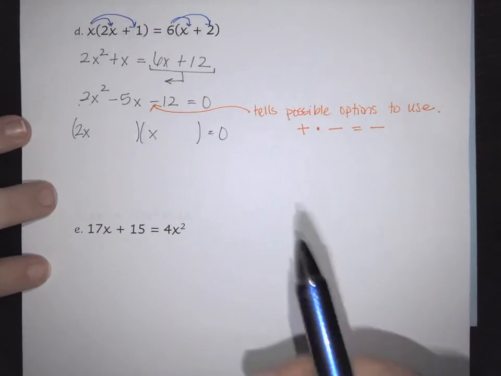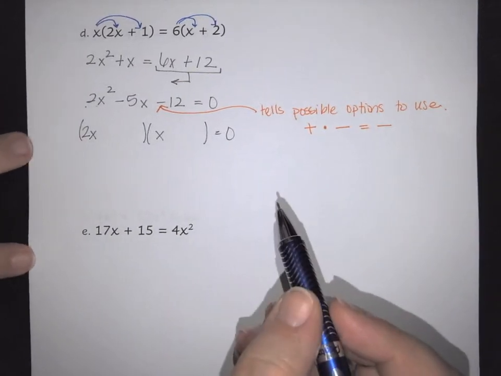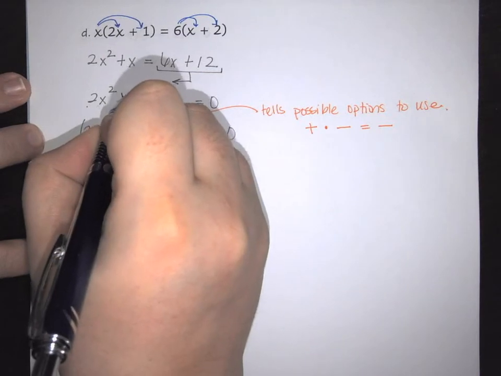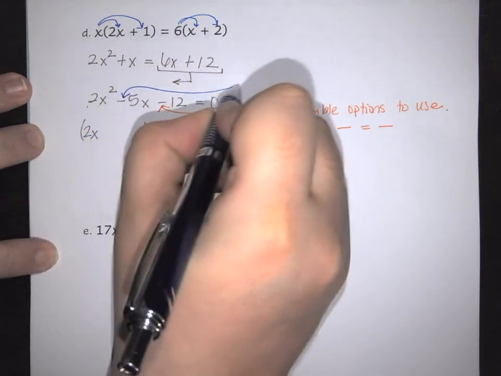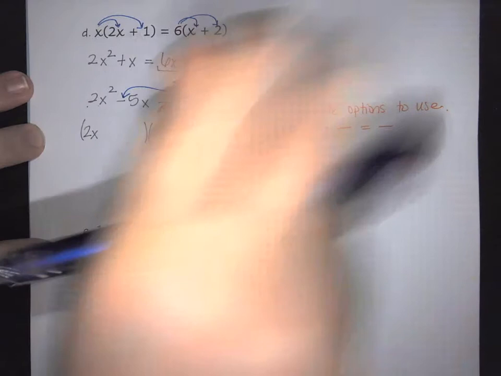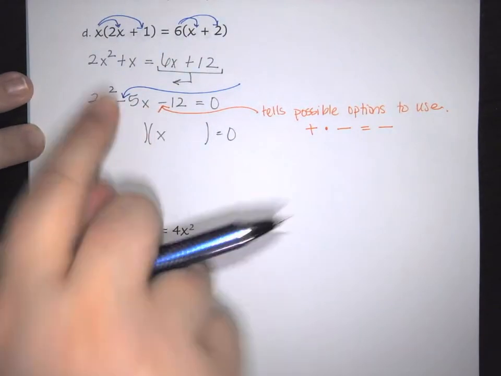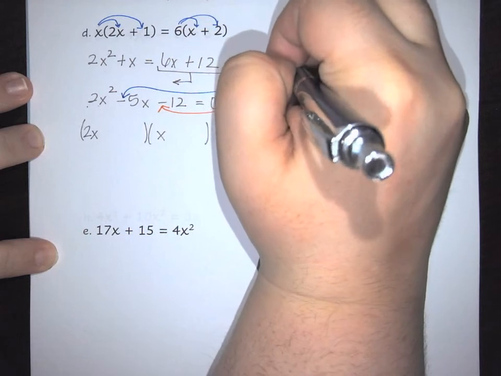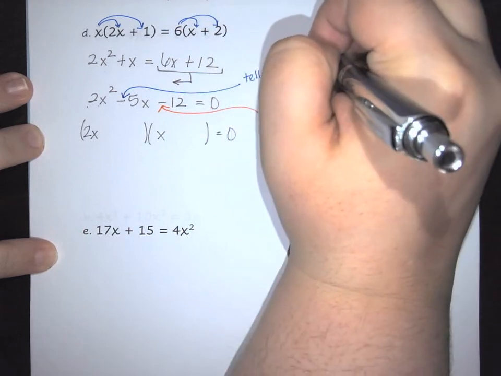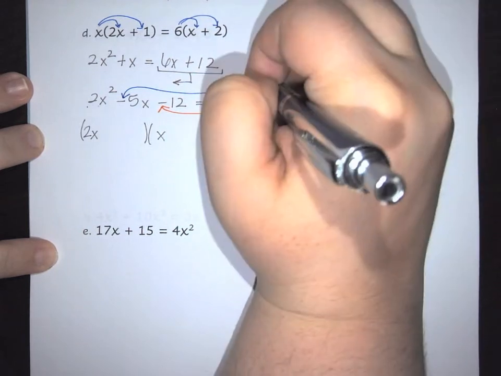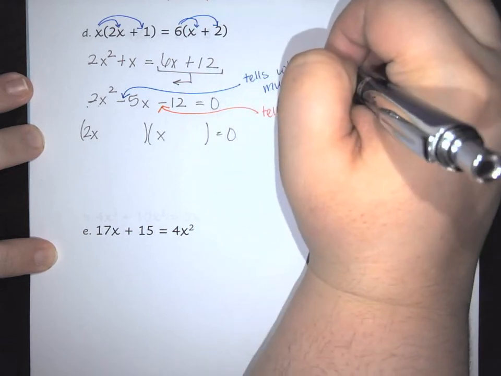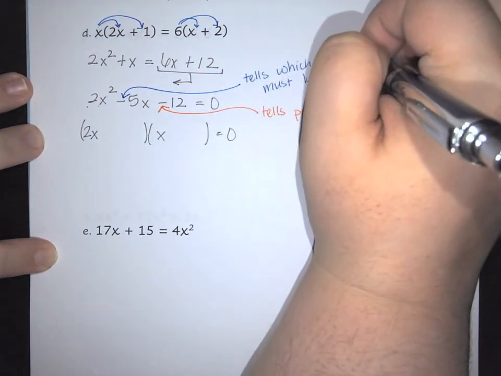And then the other thing that I have to keep in mind is what my front sign tells me is that because my back sign is negative, my front sign tells which factor must be negative.